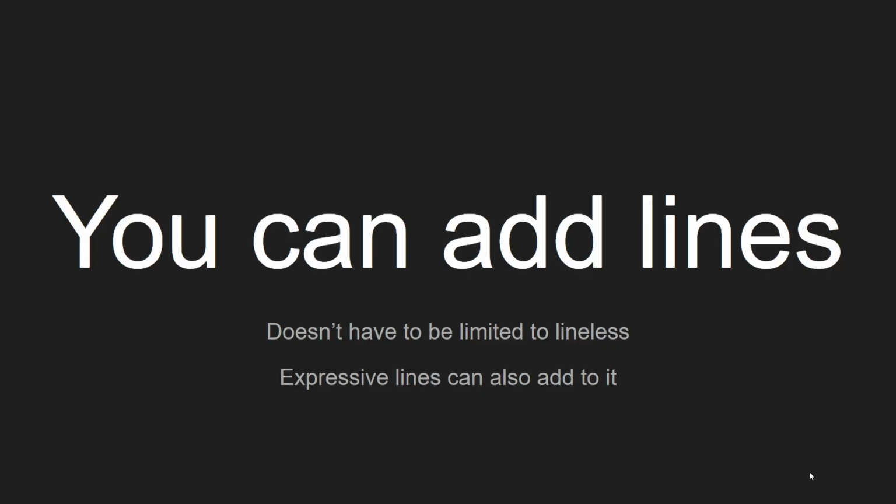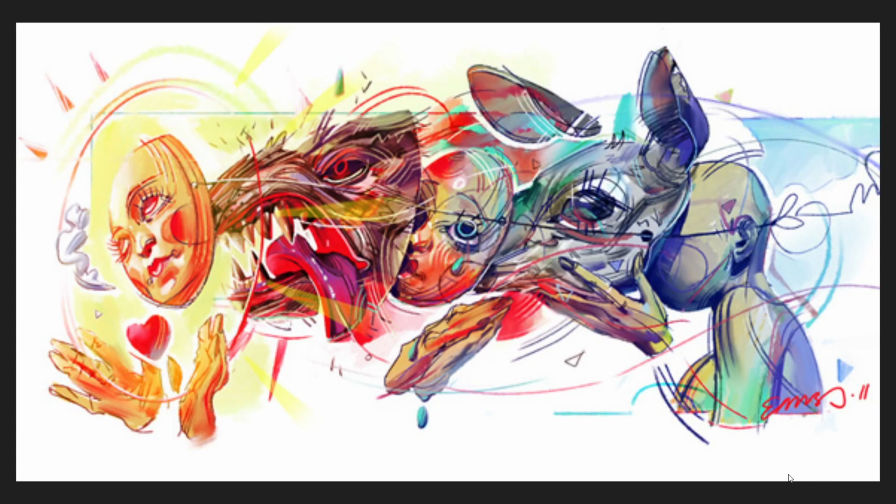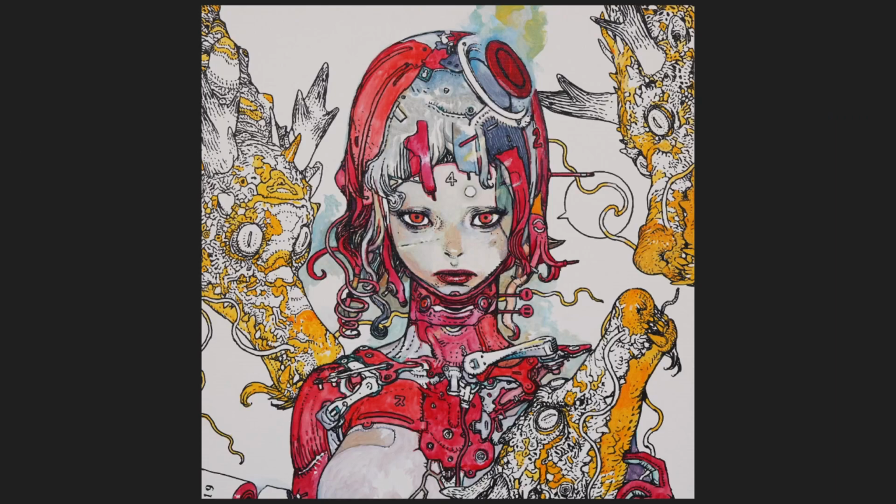So moving on, you can add lines to it. This is an example by Eliza Ivanova. As you can see, the colors are more of a spectrum, and then the lines are just added to help add additional details or textures to the piece. This is a Katsuya Terada. Again, lines are used to emphasize forms, add some shadows or values, like in the hair here.